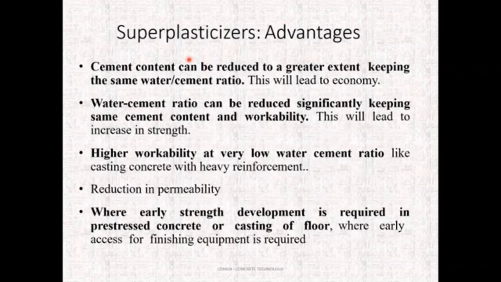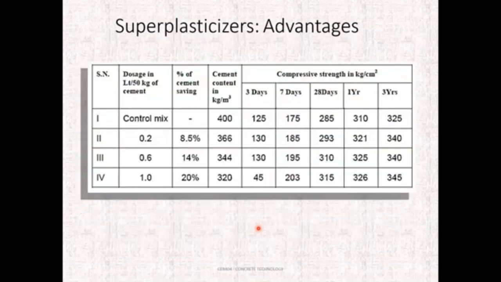The advantages of superplasticizer: it can reduce the cement content to a greater extent. This will lead to economy. The water cement ratio can be significantly reduced without changing the workability. This also leads to an increase in strength. It will cause a reduction in permeability, so the durability of the concrete is also improved. Another one is that the early strength development of concrete using superplasticizer is high. Hence, it can be used in pre-stressed concrete, casting of floors, or precast materials.